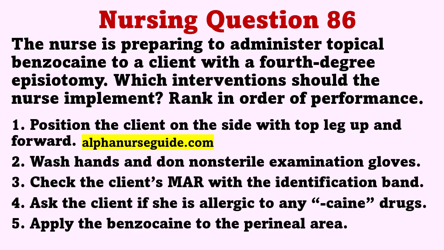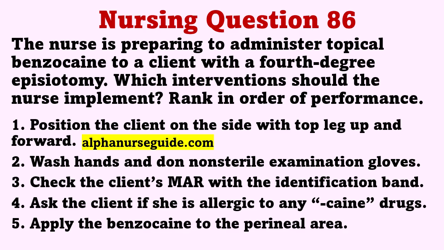The correct order is 3. Check the client's MAR with the identification band. 4. Ask the client if she is allergic to any caine drugs. 2. Wash hands and don non-sterile examination gloves. 1. Position the client on the side with top leg up and forward. And 5. Apply the benzocaine to the perineal area.